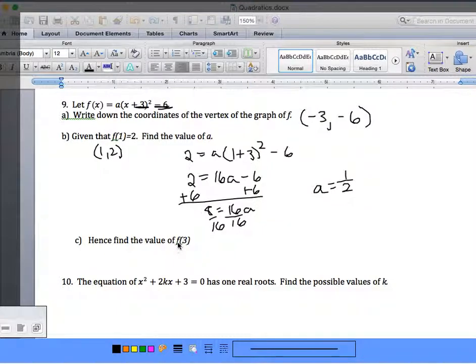And now find the value of f of 3. So f of 3 equals, our a is 1/2, x is now 3, plus 3 squared minus 6. Well, let's see, this is 6 squared, 36. Half of 36 is 18, minus 6 is 12.